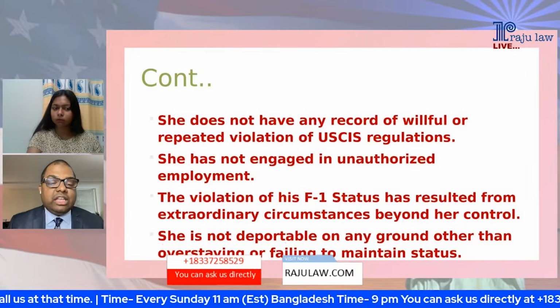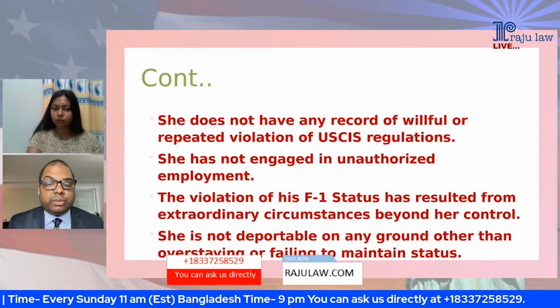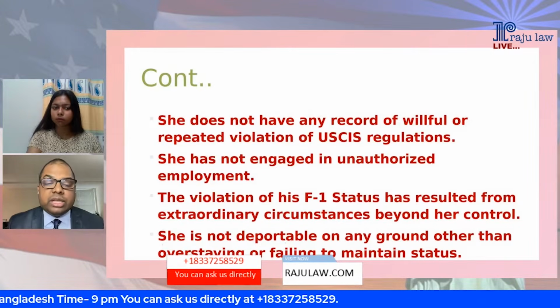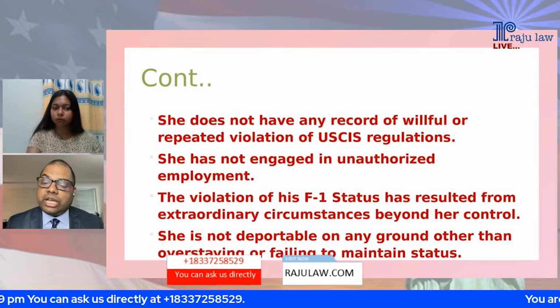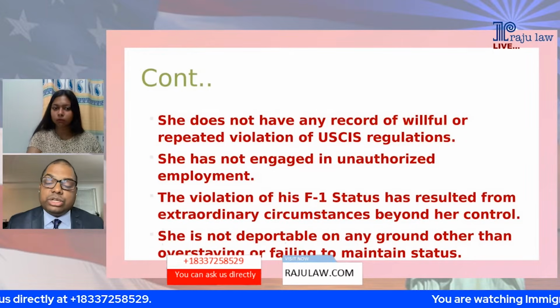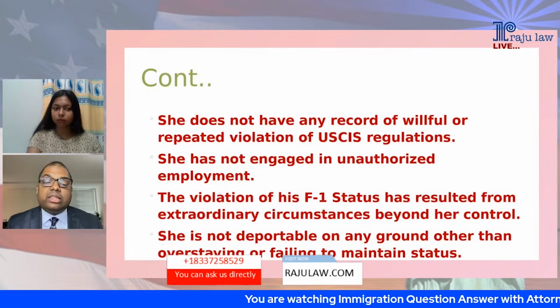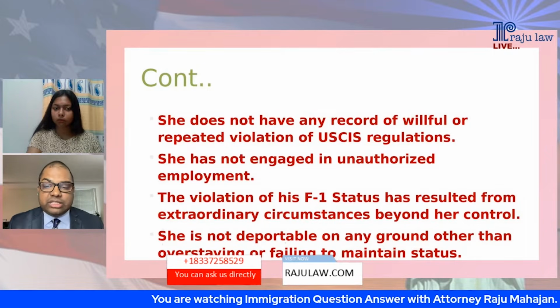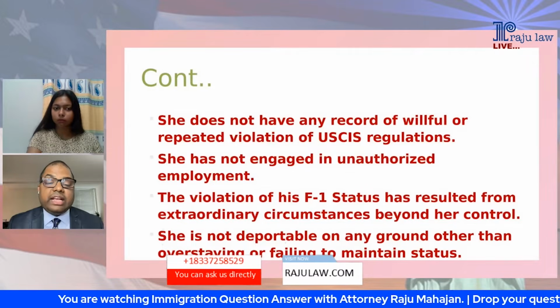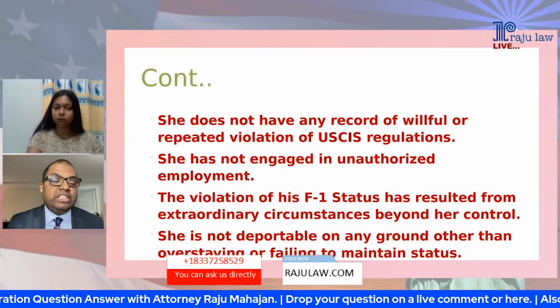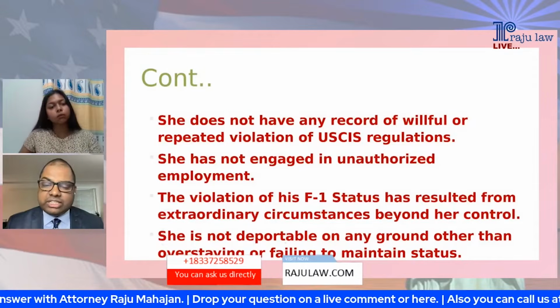But legally, you're not supposed to engage in any unauthorized employment. Next one is that the violation of his F1 status has resulted from extraordinary circumstances beyond her control. So this is another important thing. The reason for violating this F1 status was an extraordinary circumstance beyond your control. If it is easy to fix, then you cannot apply for reinstatement.